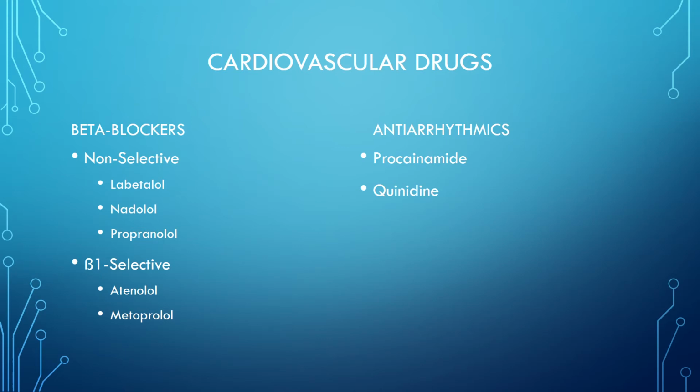Then we have our beta-1 selective, and so the difference between a non-selective and a beta-1 selective is that the non-selective bind to all beta receptor subtypes. And so this is most important when you consider the lungs versus the heart. So the lungs have beta-2 receptors, 2 lungs, beta-2. The heart has beta-1 receptors. You have 1 heart, beta-1. And so the 2 here that are most indicated in myasthenia gravis are atenolol and metoprolol.